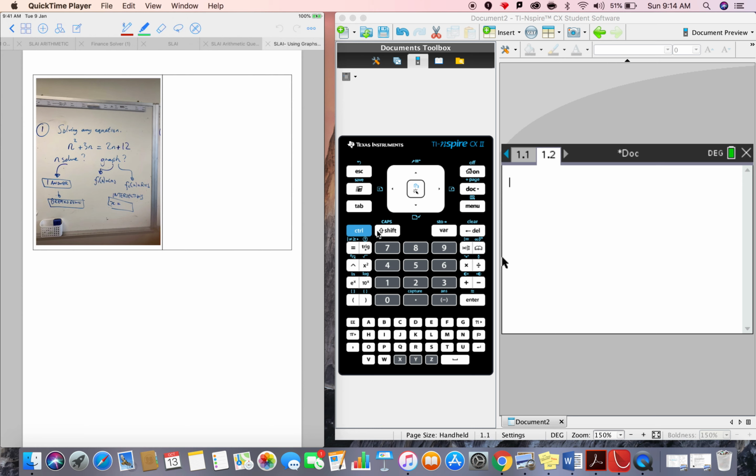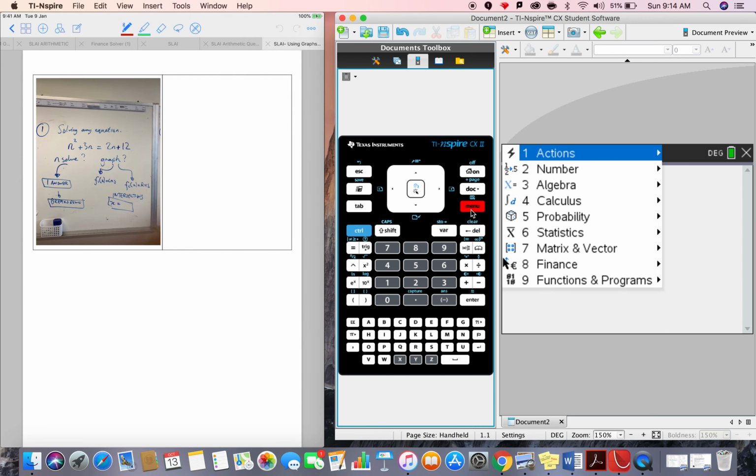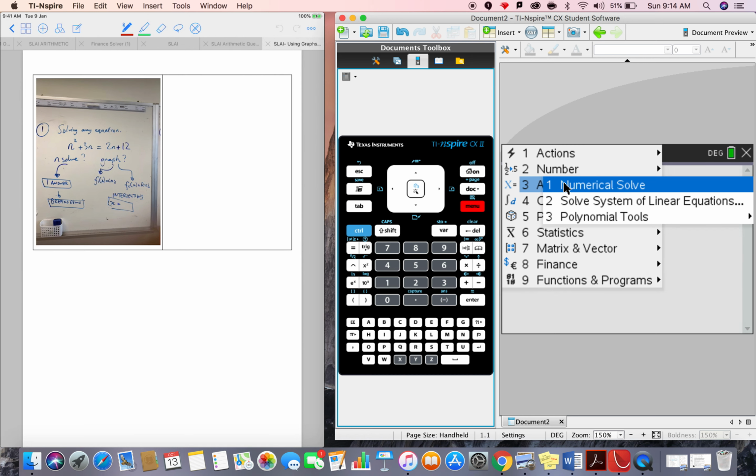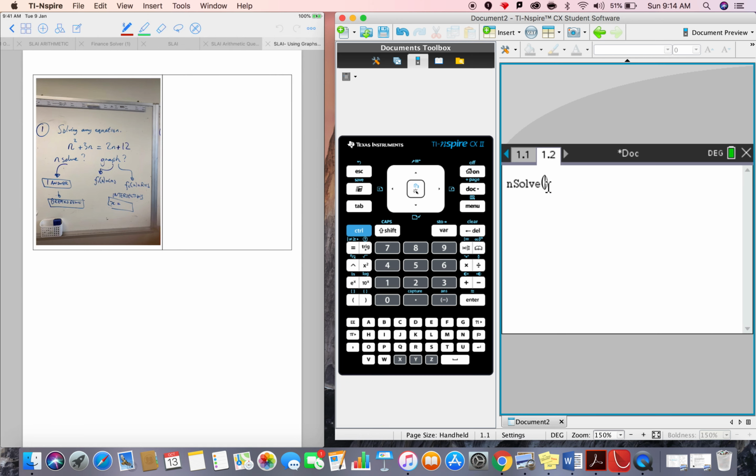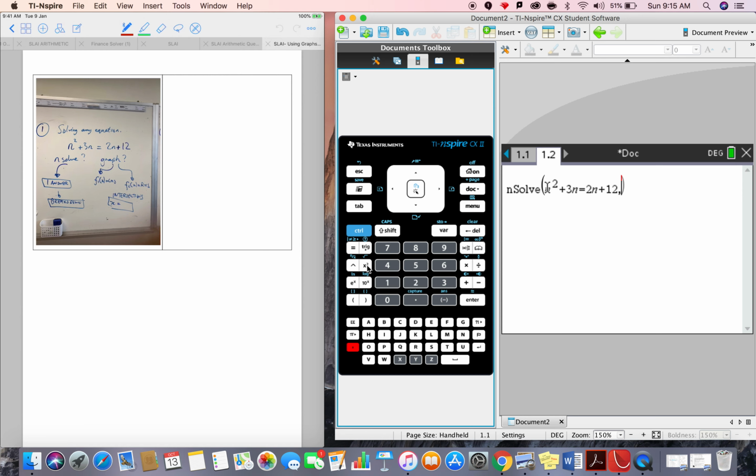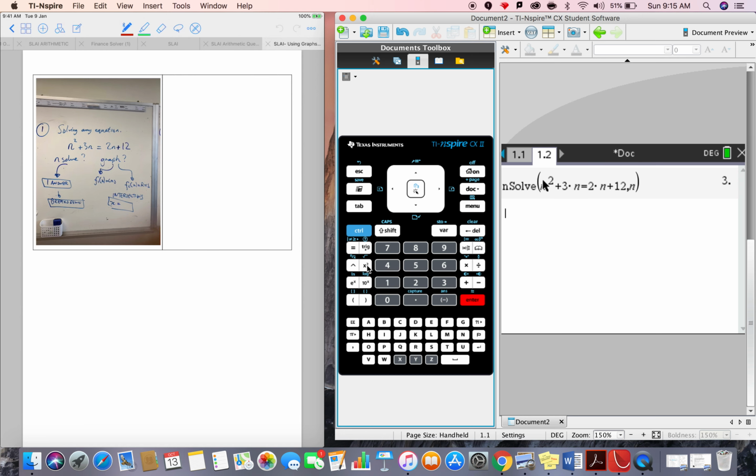Here's a question where you might want to use Nsolve because it's an equation to solve. So let's go straight to TI-nspire and see what happens. Menu, algebra, Nsolve. Let's type it in. I'm going to use n because it says that we can use any variable. n squared plus 3n equals 2n plus 12, comma n. And it gives us a good answer.